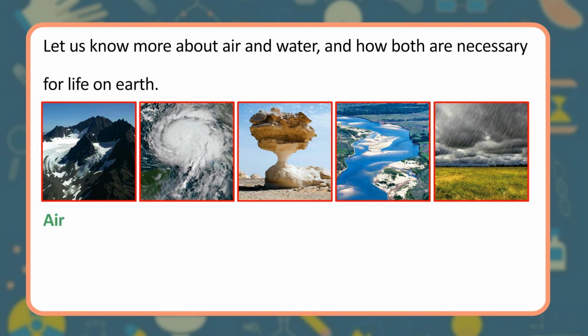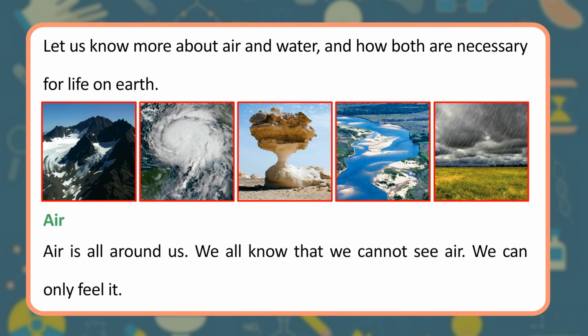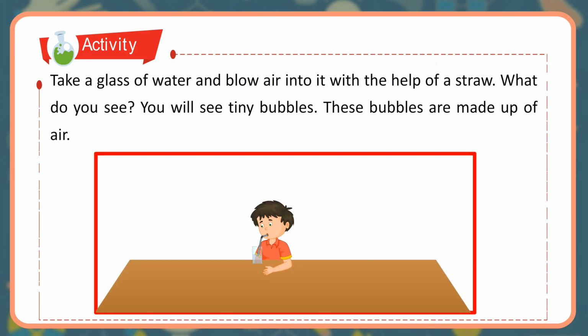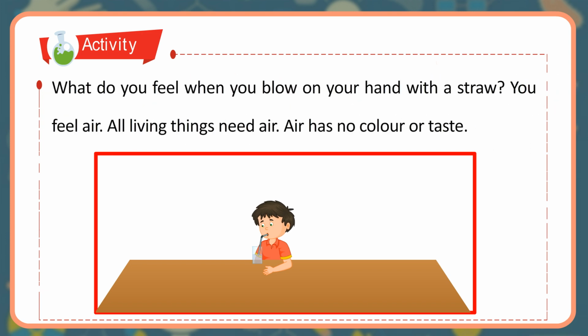Air. Air is all around us. We all know that we cannot see air. We can only feel it. Activity: take a glass of water and blow air into it with the help of a straw. What do you see? You will see tiny bubbles. These bubbles are made up of air. What do you feel when you blow on your hand with a straw? You feel air. All living things need air.